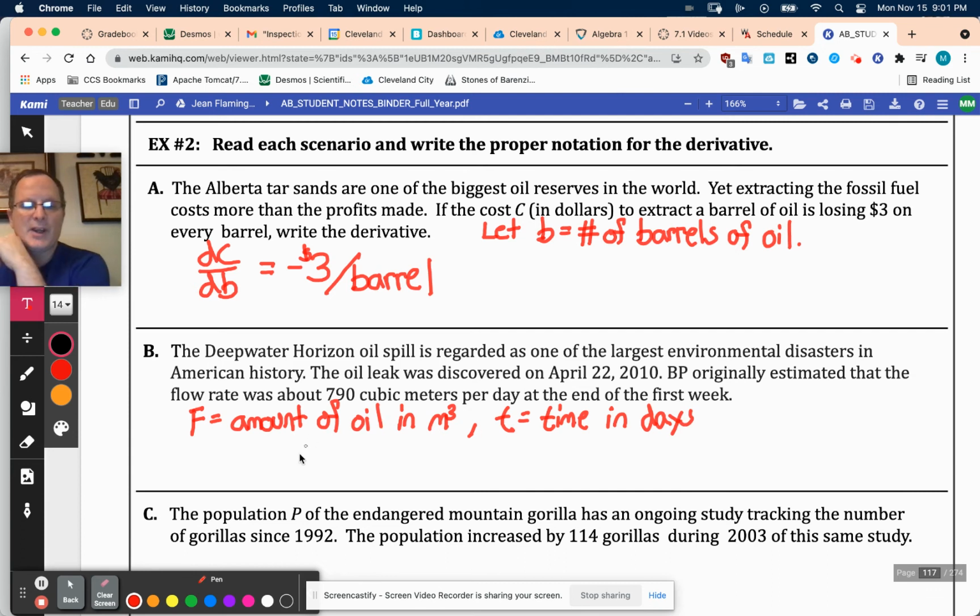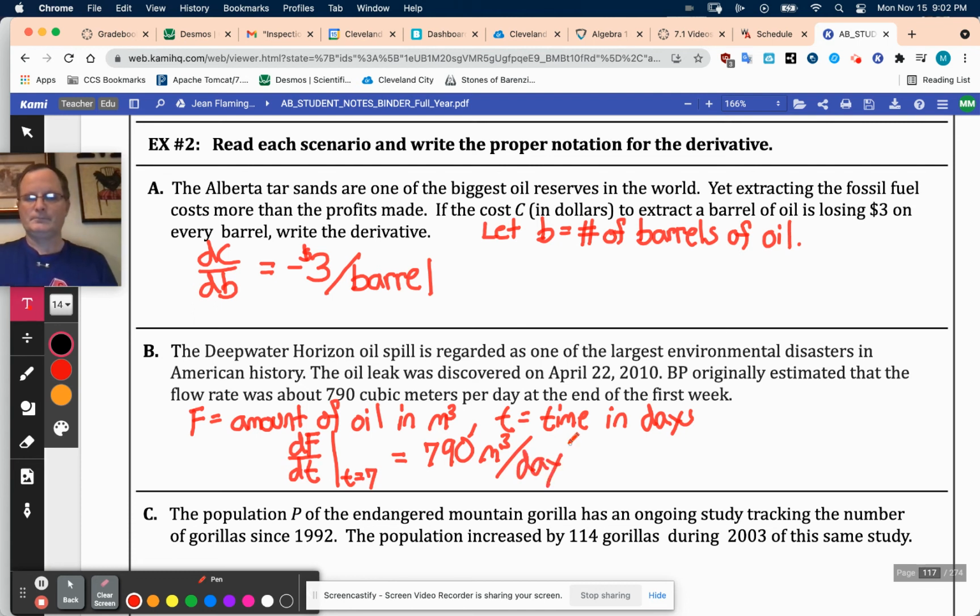All right, so here we go. Check this out. So this means if these are the variables that we're using, then dF/dt at a particular moment when t was equal to 7, that was the end of the first week, was 790 cubic meters per day.